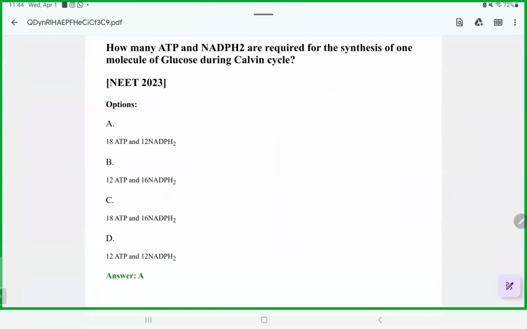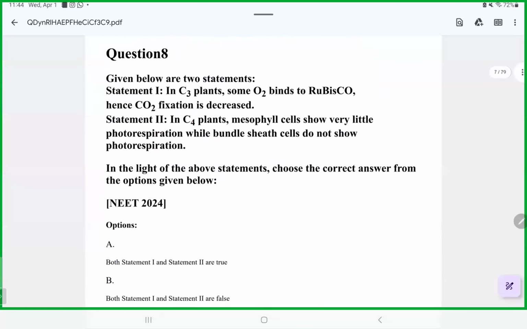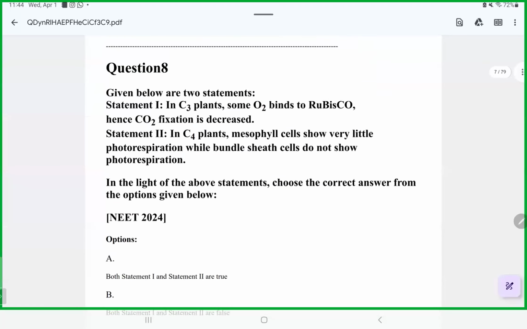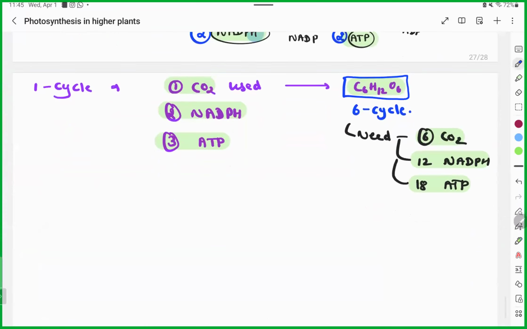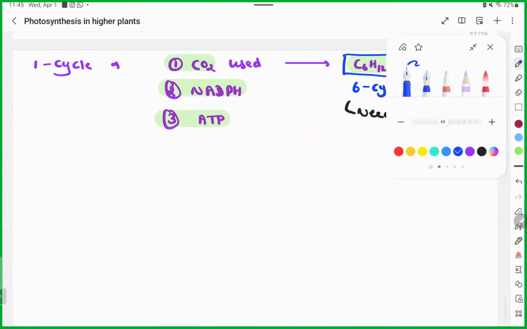So NEET 2018, NADPH. Now, guys, are you getting the point? Chapter looks difficult, but questions are easy. So the problem was we didn't understand the topics, I guess. Okay. Now you understood everything? Okay. So, next, last part and the most important popular topic is C4 cycle.